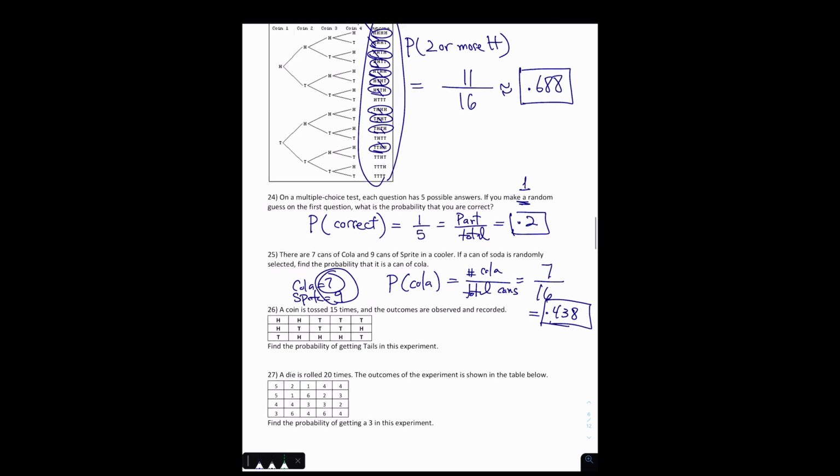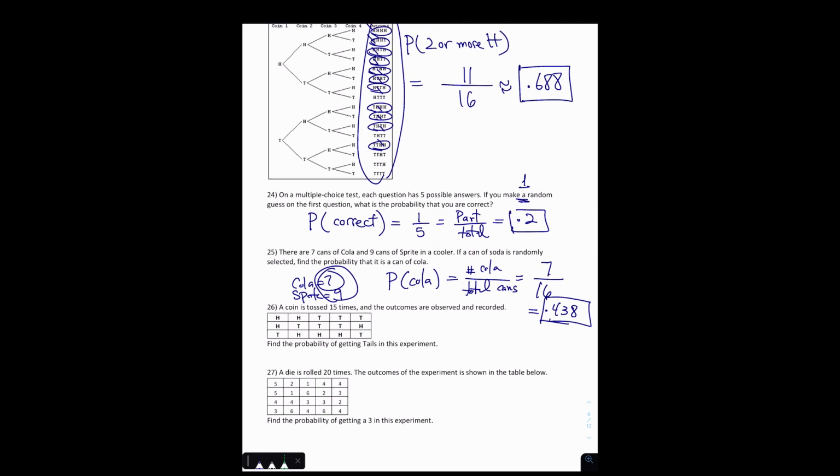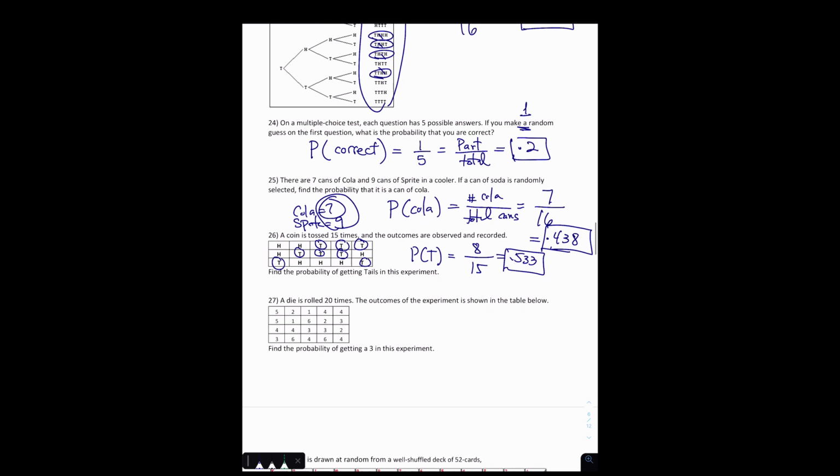Let's look at the last 2 here on this page, 26 and 27. We're tossing a coin 15 times, and they're asking us to find the probability of getting tails. The total number of tosses is 15. That goes to the denominator. And all I have to do is count the number of tails. 1, 2, 3, 4, 5, 6, 7, 8. So the numerator is 8. So the answer is 0.533, up to 3 decimal places. Excellent.